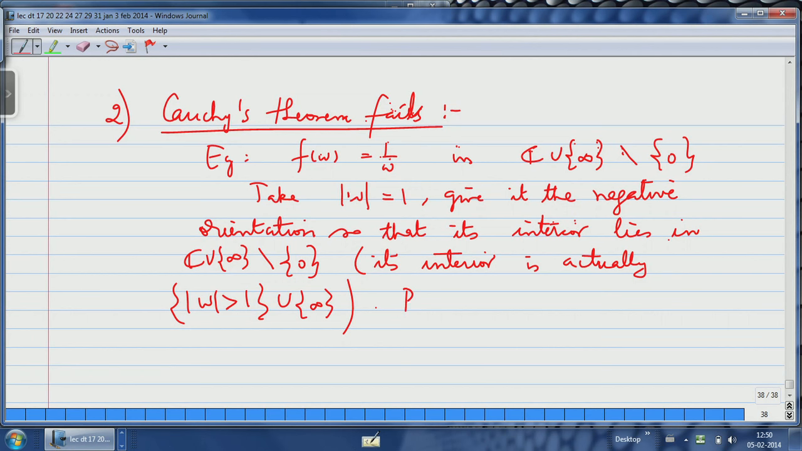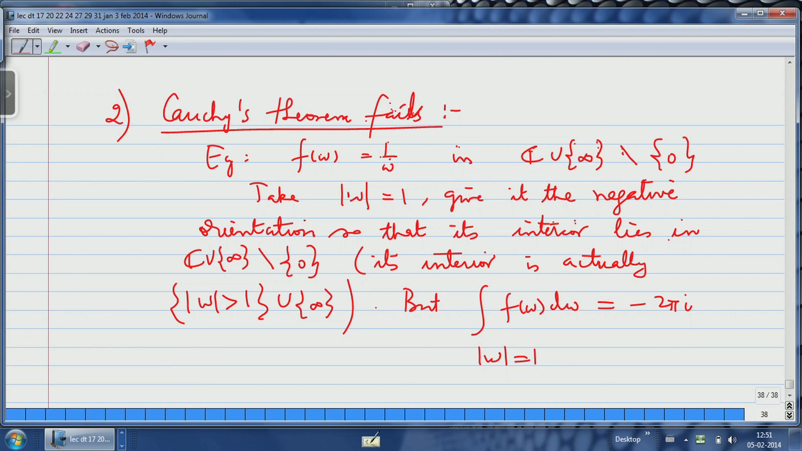So let me again say this, just to relieve you of some confusion. The interior of mod w equal to 1 with the clockwise orientation is the exterior of the unit circle, because it lies to the left. So fine. Now, if you take the integral over mod w equal to 1 of f(w) dw, it is going to be minus 2 pi i.